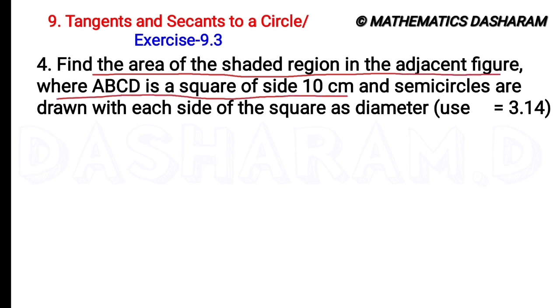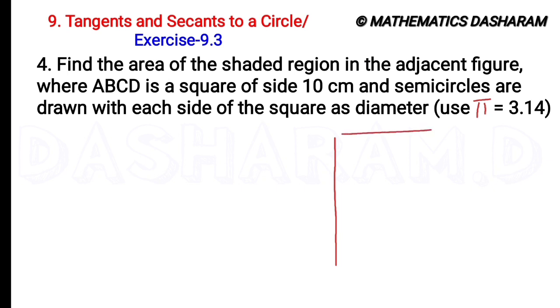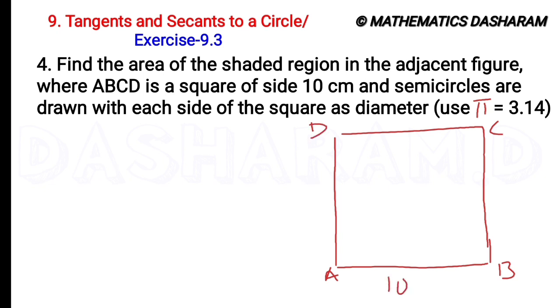Fourth question, find the area of the shaded region in the adjacent figure where ABCD is a square of side 10 and semicircles are drawn with each side of the square as a diameter. So use pi value 3.14. So here first we need to draw the diagram. A diagram is already given, but here I am drawing the diagram manually. ABCD is a square, its side is 10 centimeters. So using each side as a diameter of a semicircle, he has drawn a total of 4 semicircles.